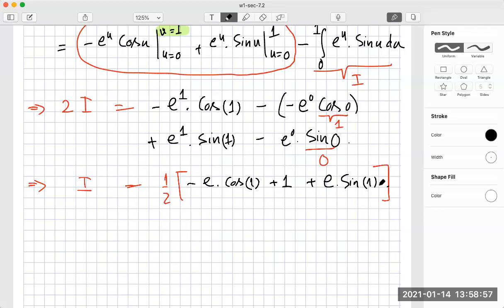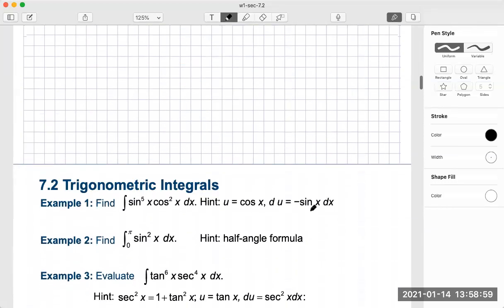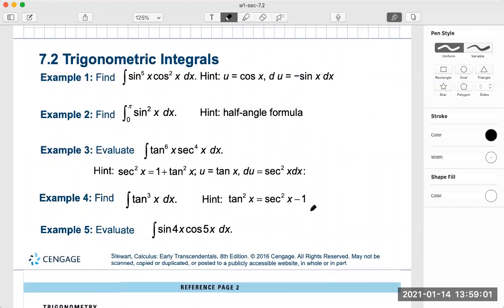So today, let us continue with section 7.2. In this section, we will study trigonometric integrals. And if you don't remember the tricks and formulas, look at the formulas I give you, or use them. Okay, we will go through these examples.